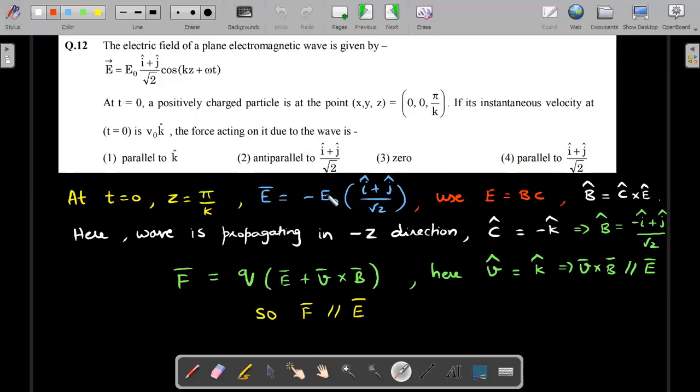Okay, so which means the force is parallel to this, which is nothing but it's anti-parallel to this because of a minus sign. So it should be very smart in avoiding some calculation, saving time in this particular question, right? So this should be the correct answer.